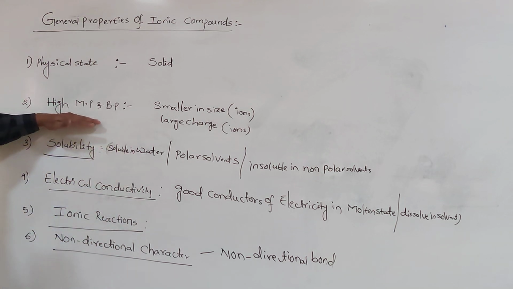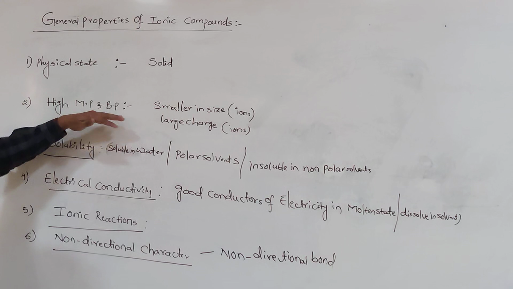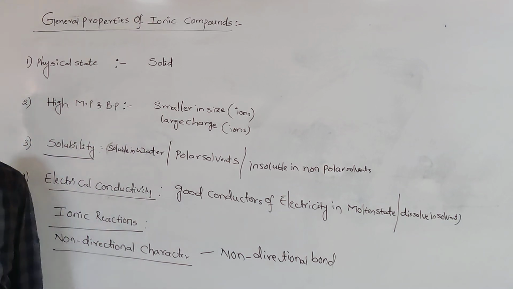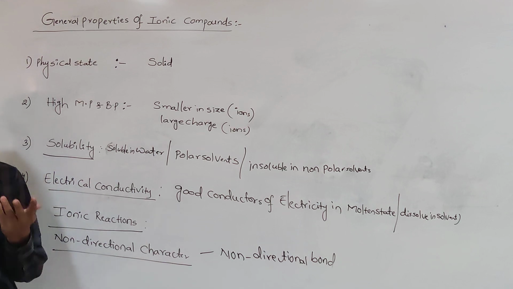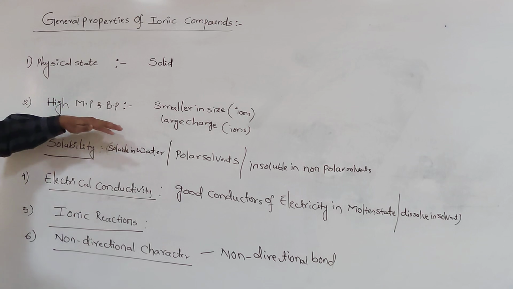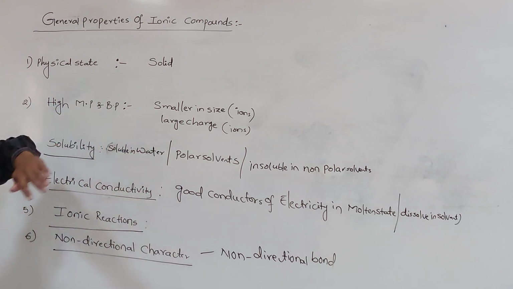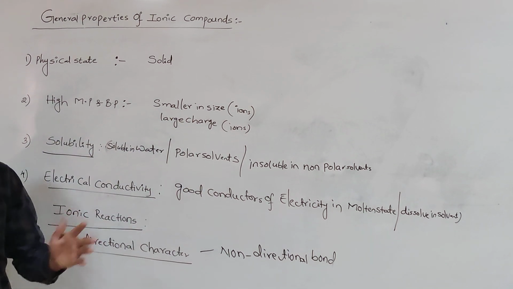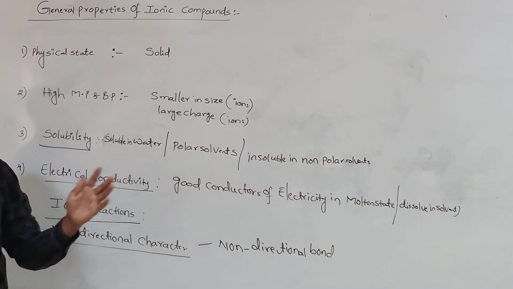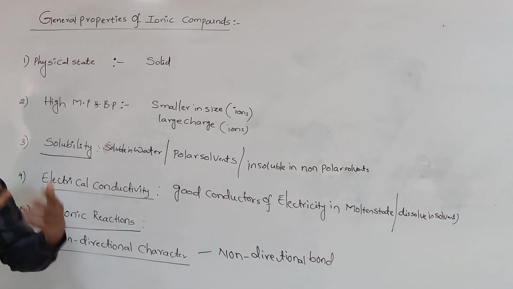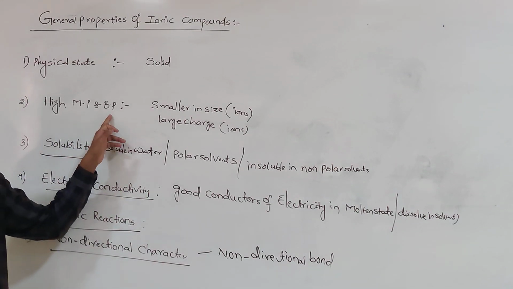And it comes to the next one, high melting point and boiling point. Generally, because of the strong electrostatic force of attraction present between the ions, we require a large amount of energy to break that bond. That's why they have high melting points and boiling points. Generally, ions, either cations or anions, which are smaller in size are attracted very closely together. There we require more energy. Those compounds possess high melting and boiling points.